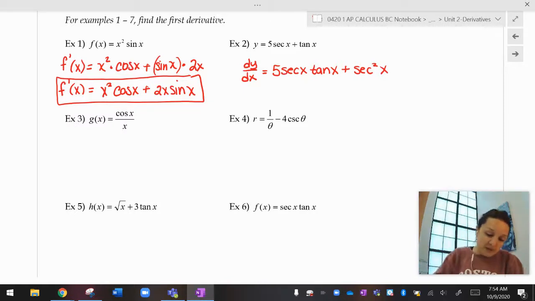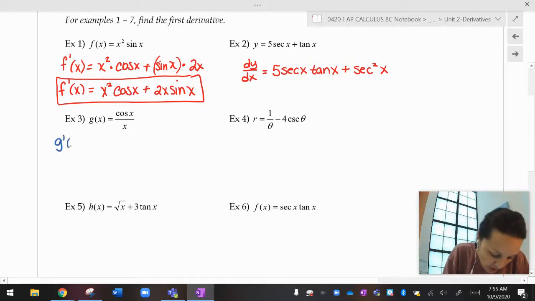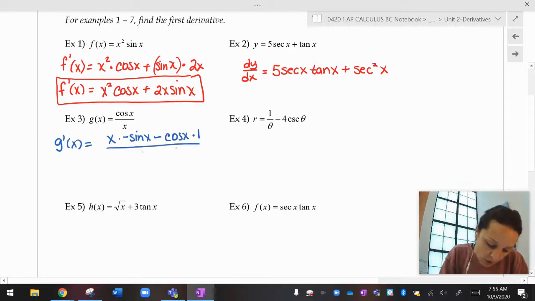Example 3, cosine x divided by x. All right, cosine x divided by x, that's a quotient. I need the quotient rule. g prime of x equals low d high, the derivative of cosine is negative sine, minus high d low, all over low times low. And so g prime of x is negative x sine x minus cosine x, all over x squared.